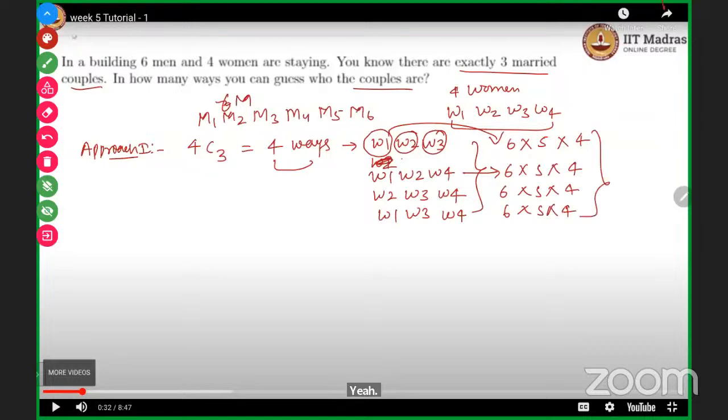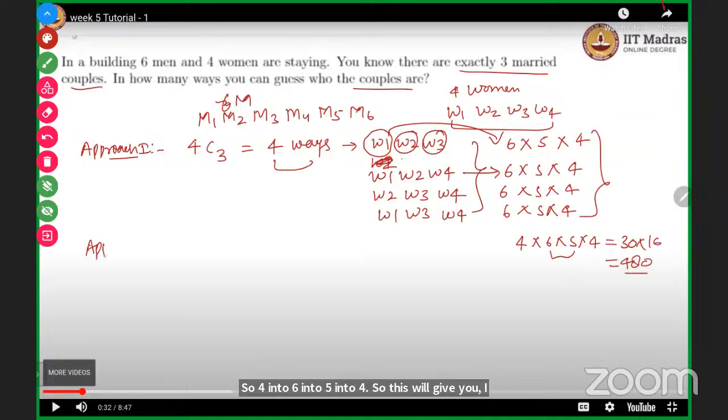So we are running out. We have a total of four cases, right? So 4 into 6 into 5 into 4. This will give you, I think, 6 times 5 is 30, 30 into 16. So 480 ways we are getting, right? Let's do it in a different way, with the second approach.